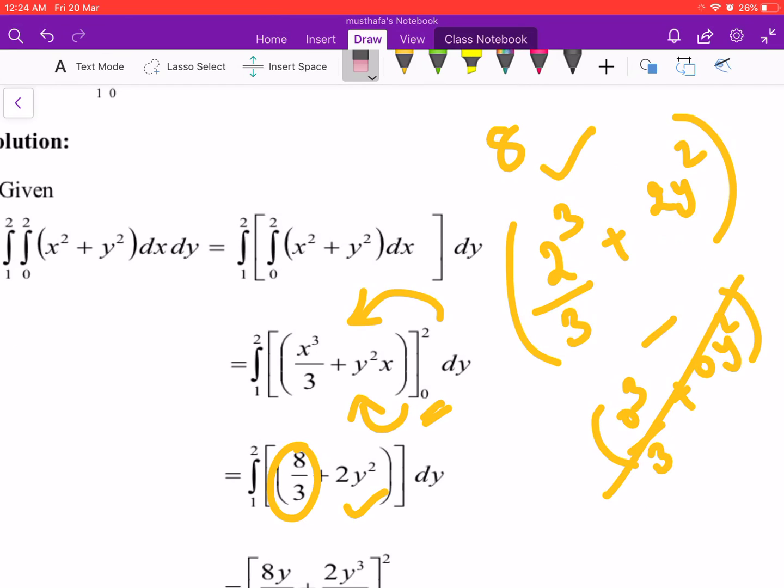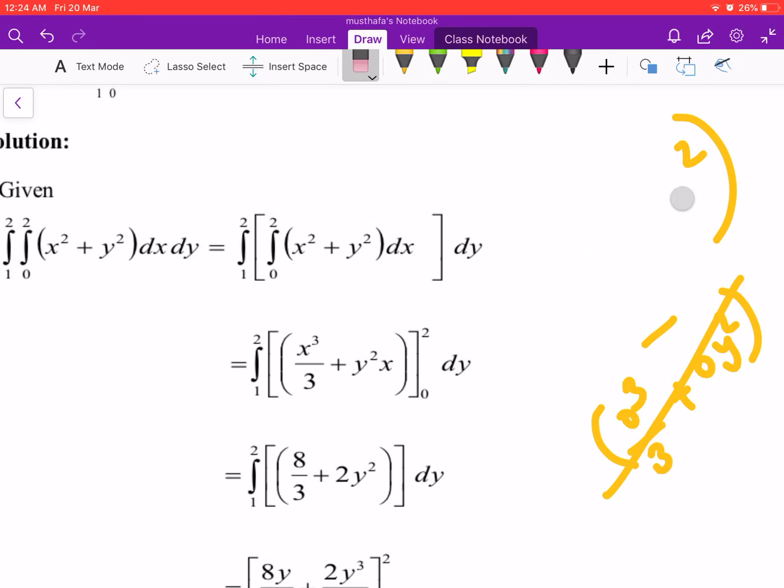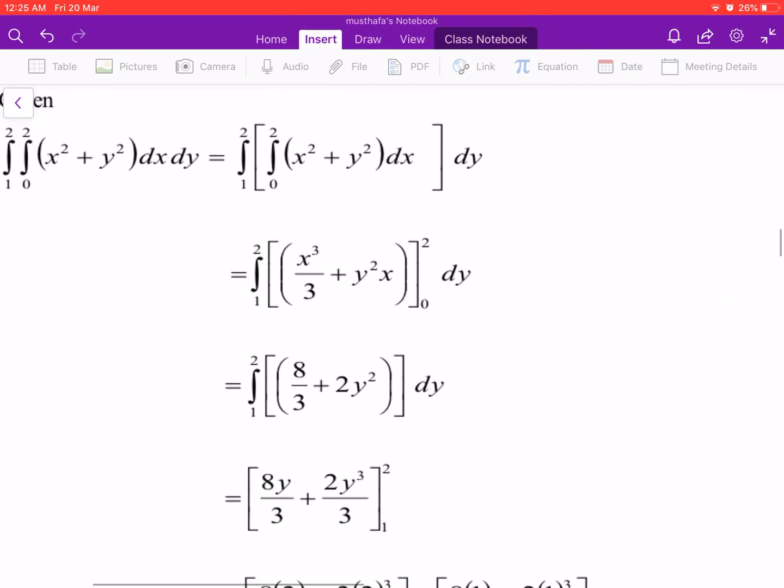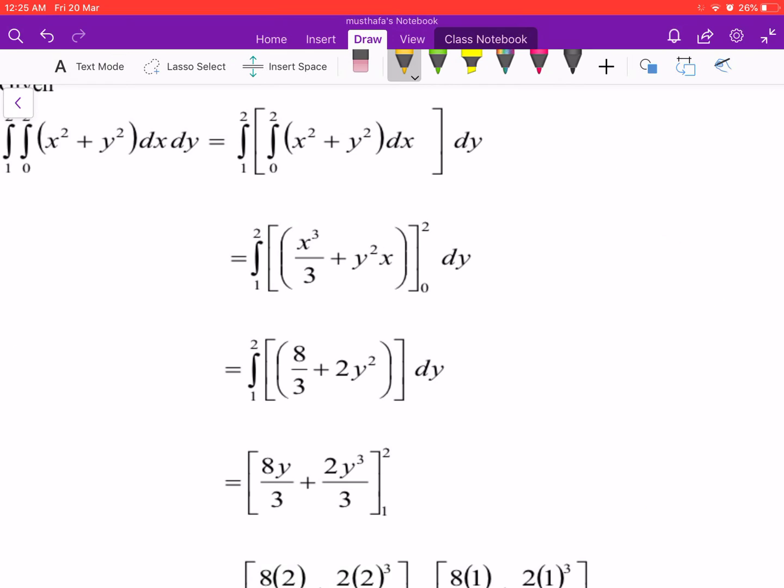Now this function we are going to integrate with respect to y. As you did for x, we are going to perform for y. What is the integral of a constant? The integral of 5 dx will be 5x. So what is the integral of 8 over 3 with respect to y? It will be 8 over 3 y. What is the integral of y power 2? y power 3 over 3.